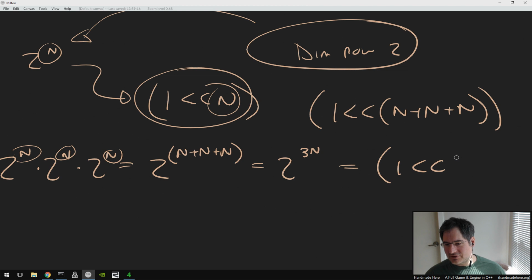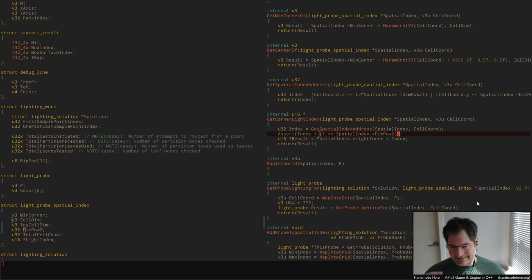So really, we just want that. And so 1 shifted up by 3n is actually going to give us the total number of things that can be in our voxel. I didn't know how to say that without having things to point to, so sorry. Anyway, when we do this, all we need to do to figure out how many there are total, that's how many there are along 1.